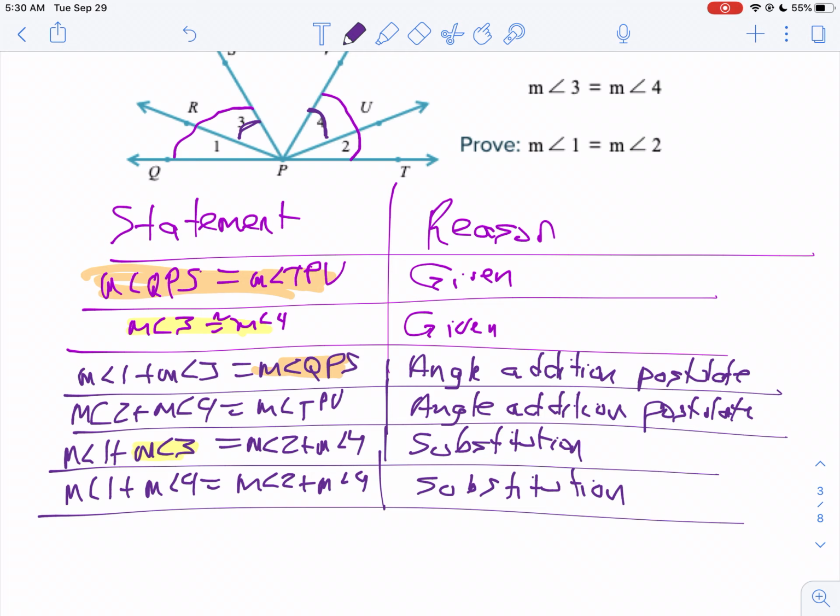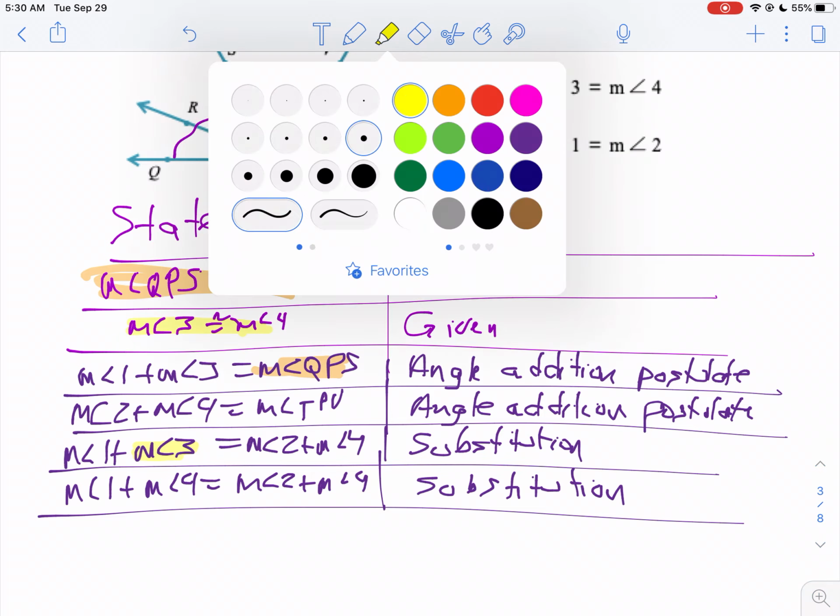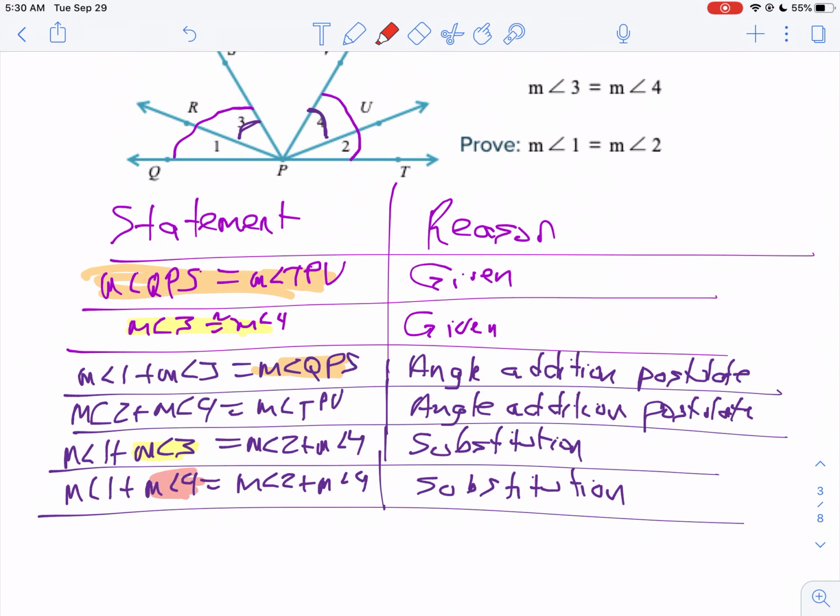Now notice you have angle 4 on both sides of your equation. Well, that means we can subtract that off. So you're left with what you want to prove: the measure of angle 1 equals the measure of angle 2.